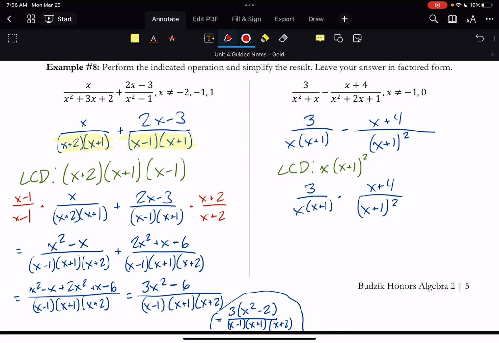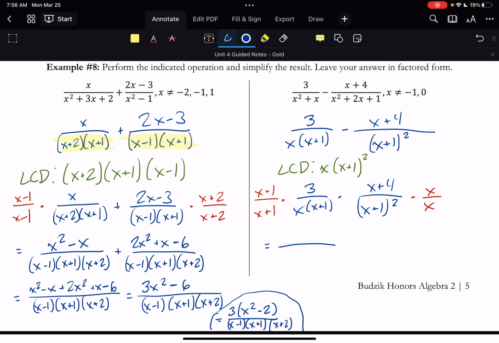I need to ask myself again what's missing. So in the first rational expression, I'm missing the squared part of the x plus 1. So I'm going to multiply numerator and denominator by x plus 1. And then in the second rational expression, I'm missing x. So I'm going to multiply that to my numerator and my denominator.